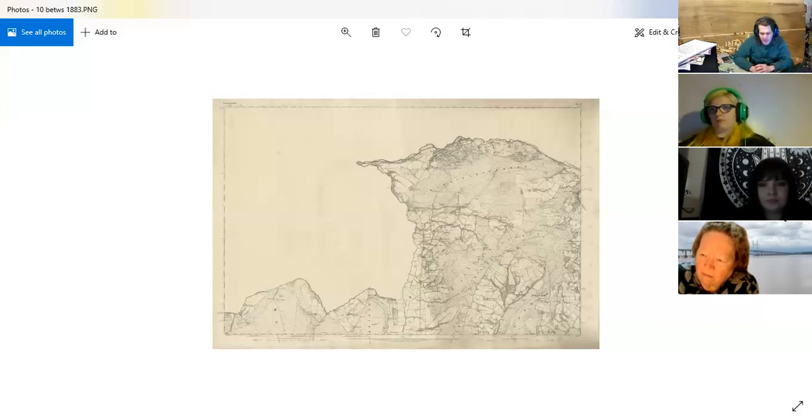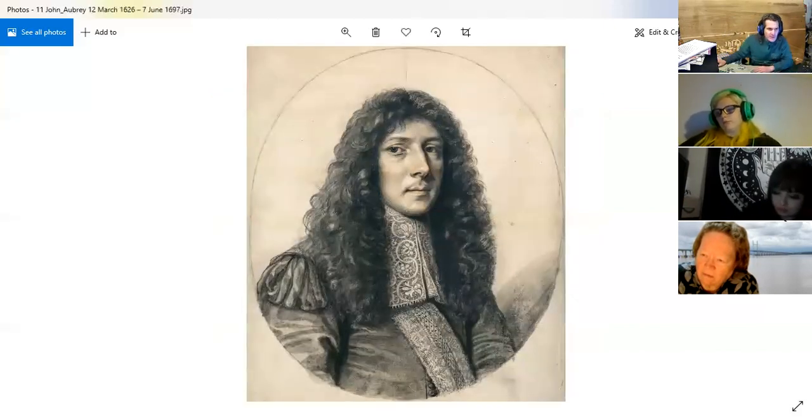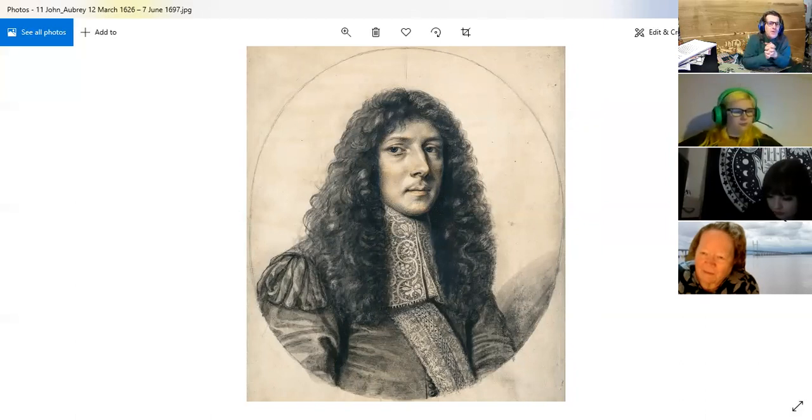Field archaeology in Britain really began about this time, in the 1700s. And it began with this guy. Well, one of the guys. This chap is called John Aubrey. He was born on the 12th of March, 1626, and died on the 7th of June, 1697. John Aubrey was a man who surveyed our archaeological sites.